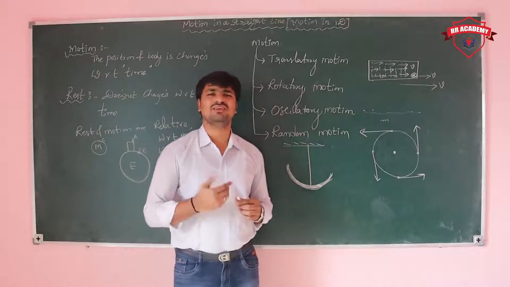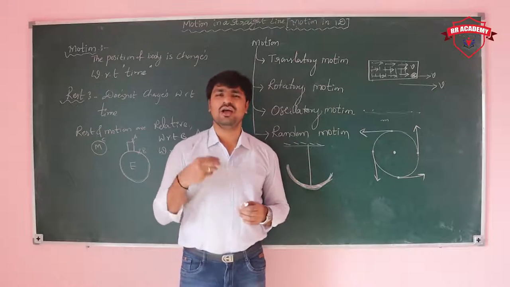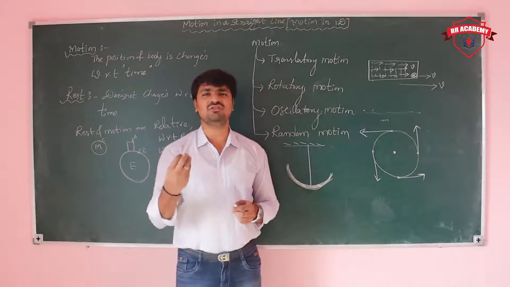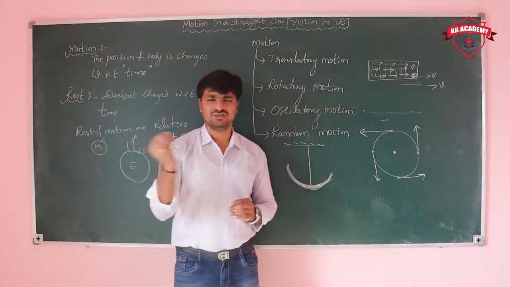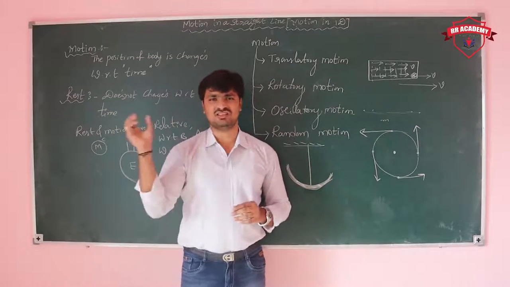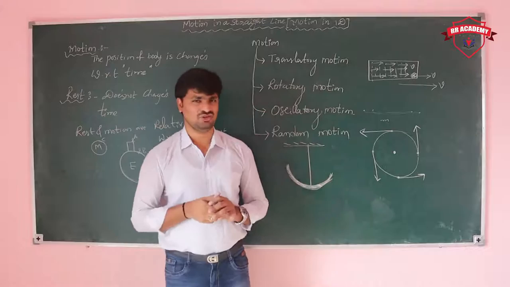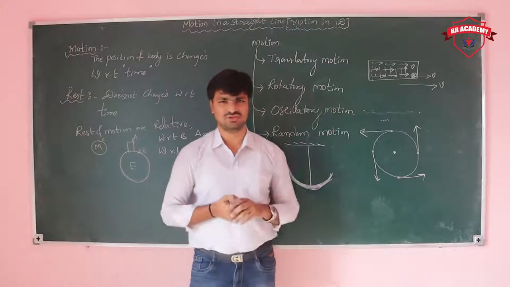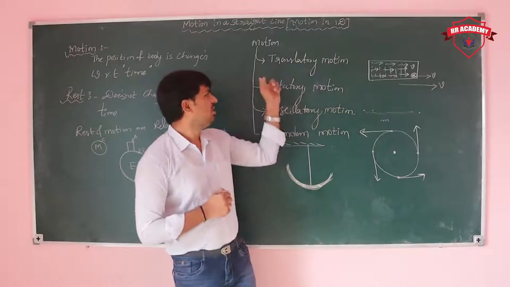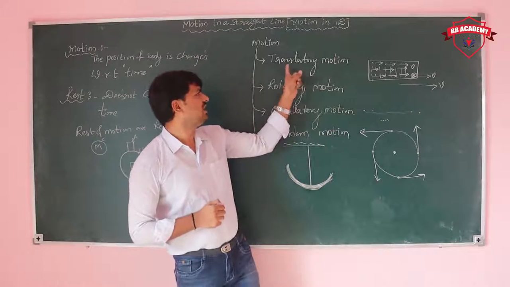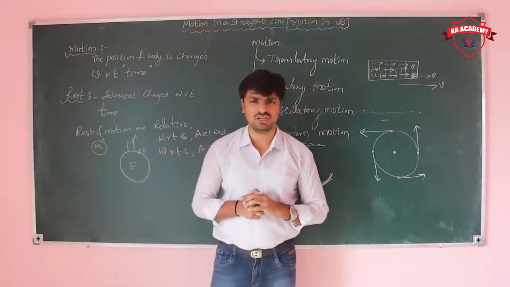Random motion. Random motion means it comes under 3D also. A body is moving without any particular direction, so it can be moving zigzag like this. That motion we can say is random motion.